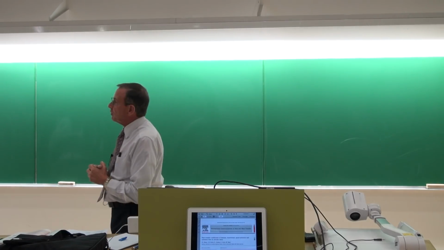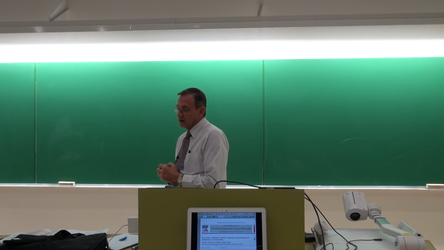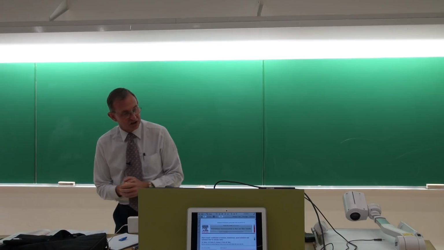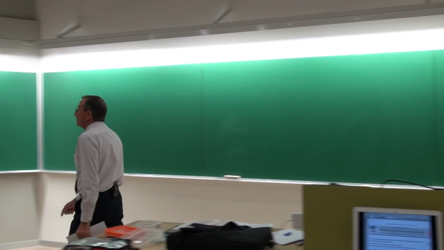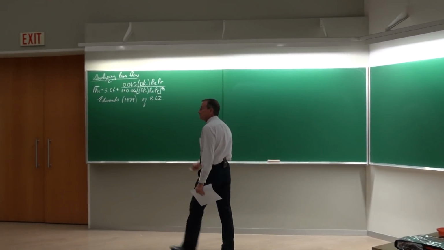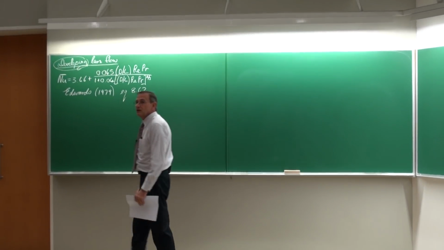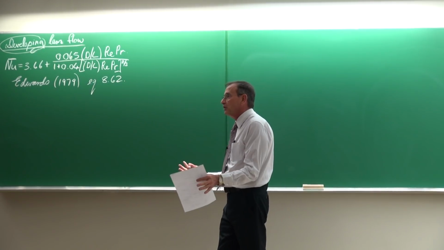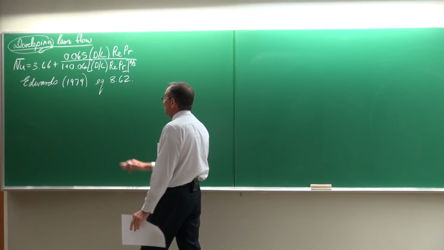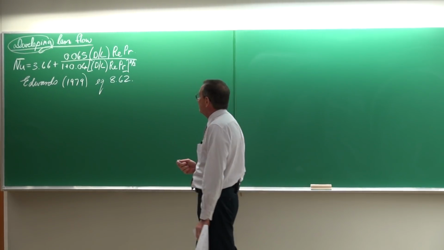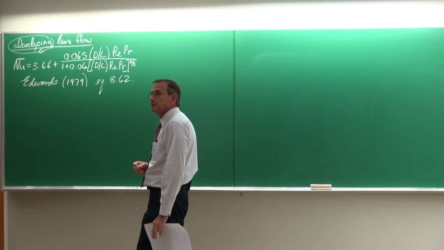Well, the last part that we need to do of developing of laminar flow in internal forced convection is to look at cases where the flow is still developing. So it's not fully developed, it is developing, and the necessary equations that we need to get for that. Now, this is an example of an equation in your textbook that was developed by Edwards in 1979. It is equation 8.62 in your textbook.